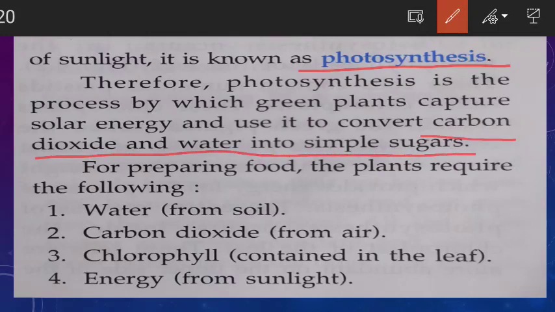For preparing food, plants require the following things. What are the things that plants require? So the first is water. And water, what is the source of water? Soil. So like this you get the question.